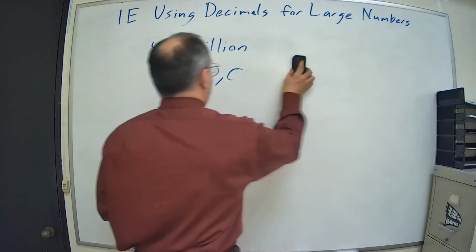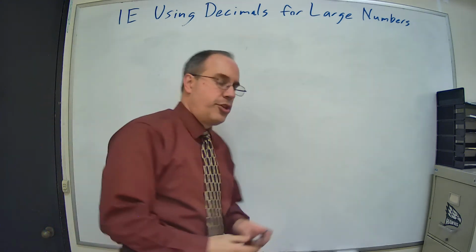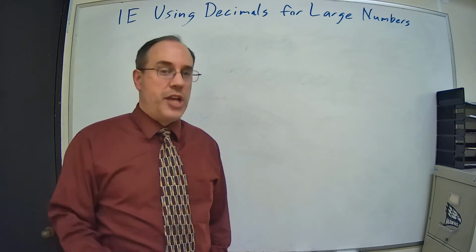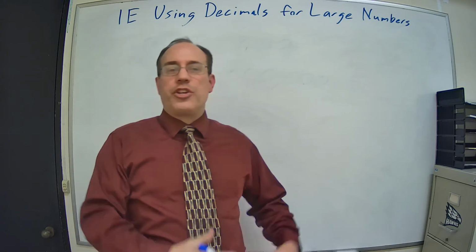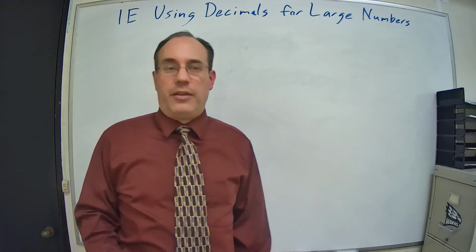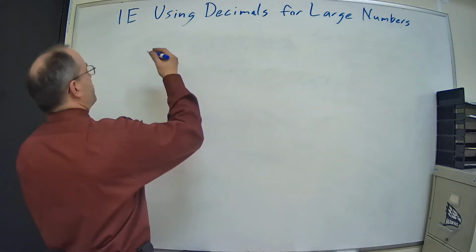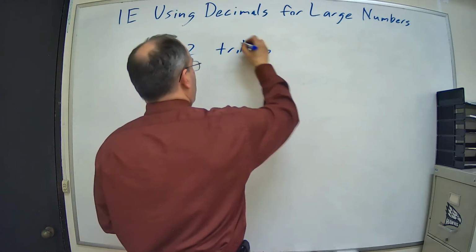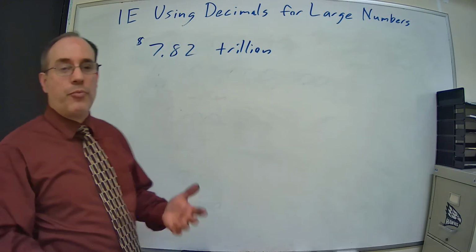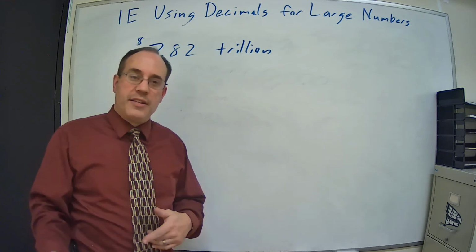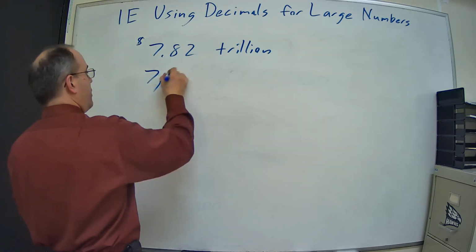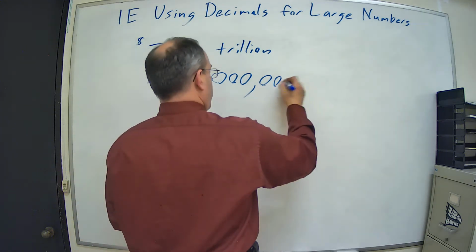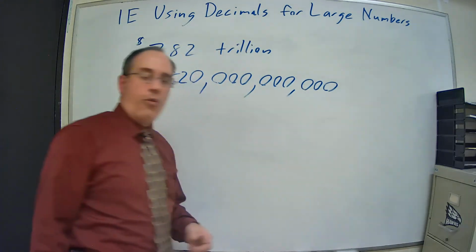If we were to look at the national deficit, which is huge, they never tell you the exact amount of the national deficit. One, it's constantly changing and increasing. Two, it's just such a huge number that putting all the numbers in would be ridiculous. So at some point, the national deficit was $7.82 trillion. 7.82 trillion. If we wanted to put that in standard form, that's 7,820,000,000,000, no millions, no thousands, no ones.